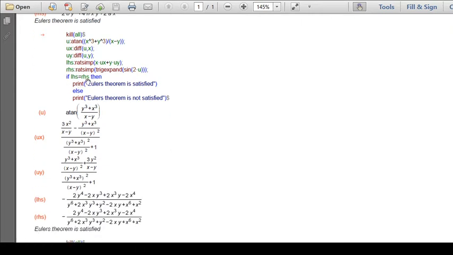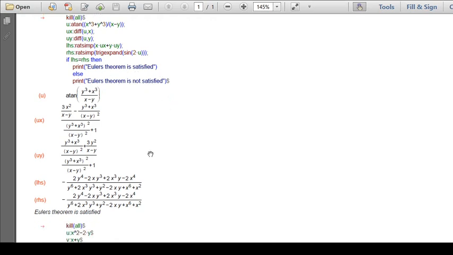If they are equal, then print Euler's theorem is satisfied. Else print Euler's theorem is not satisfied. So this is how you can verify Euler's theorem. Now let's move on to Jacobian.